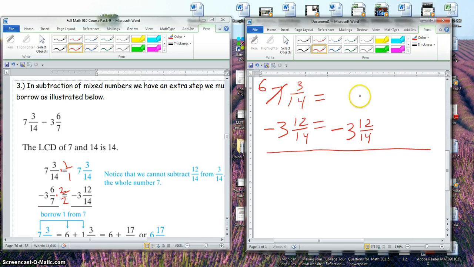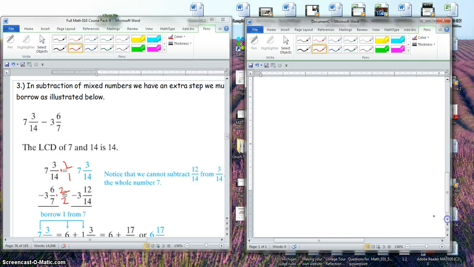So this is what we need to do. First of all, 6 will still be our integer. Our denominator will still be 14. We're just trying to find the numerator. Now, let me do it the mathematical way first. Below this problem, I'm going to show you every last step that's actually taken. Remember, we borrowed 1 from that 7.